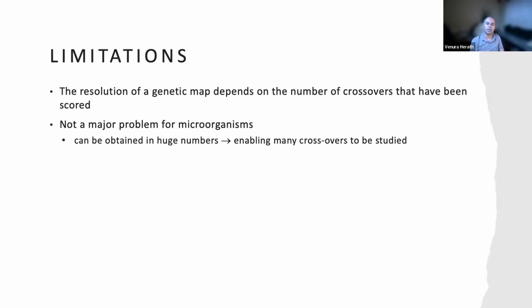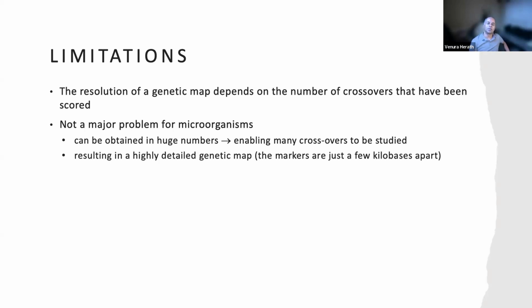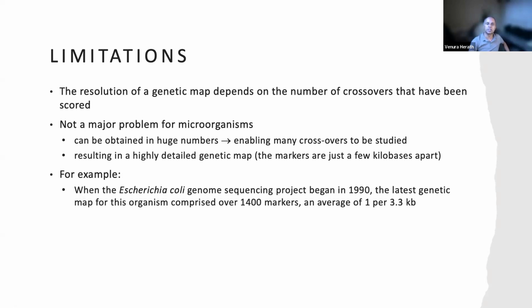Okay, and if you can multiply them within 20 minutes, that means you can obtain large numbers, and that enables us to have many crossovers to be studied. So you can have a very highly detailed genetic map with the help of the prokaryotes.